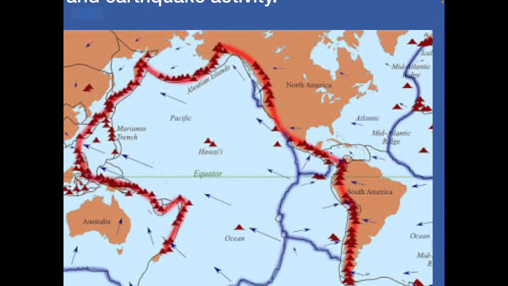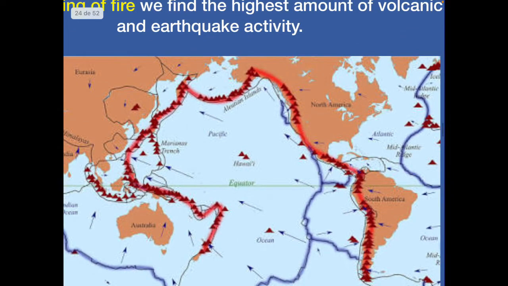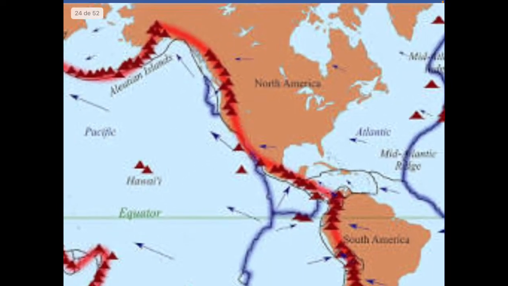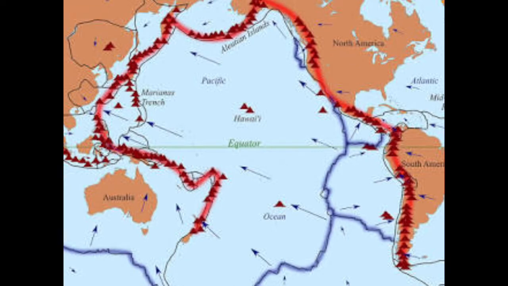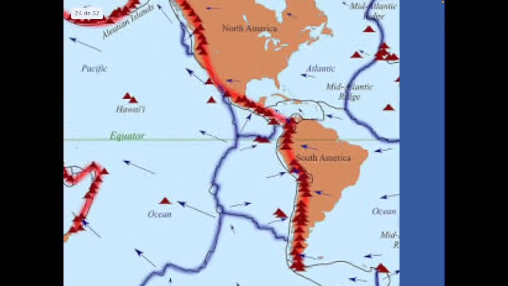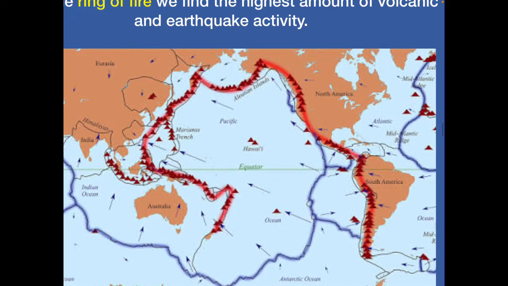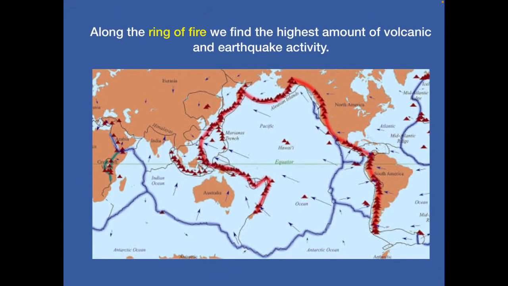So why? Well, because as you can see here, there are a lot of plates interacting along this ring of fire. So we have, for example, the North American plate that over here is colliding with the Cocos plate, which is this smaller plate here. And over here it is colliding with the Pacific plate, that is this massive plate over here. And the Pacific plate is also colliding here with the Nazca plate, and the Nazca plate is colliding with the South American plate. So this is an area in which all the plates are interacting heavily, a lot of interaction, and that is of course going to cause a lot of volcanic and earthquake activity.